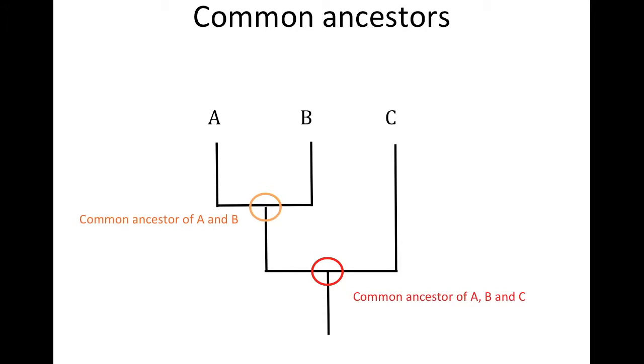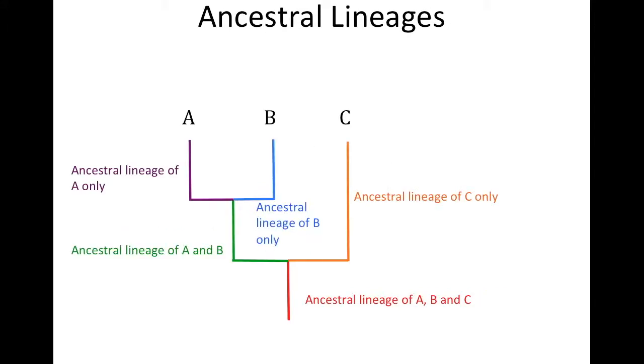Here again, common ancestry. I told you it was important. In orange, we have the common ancestor of A and B, and in red, we have the common ancestor of A, B, and C. And here we have ancestral lineages. It may look complicated, but it really isn't. So let's go through it.